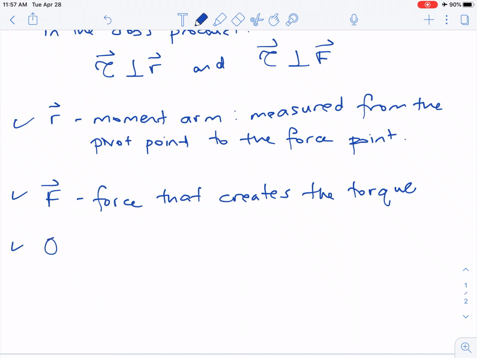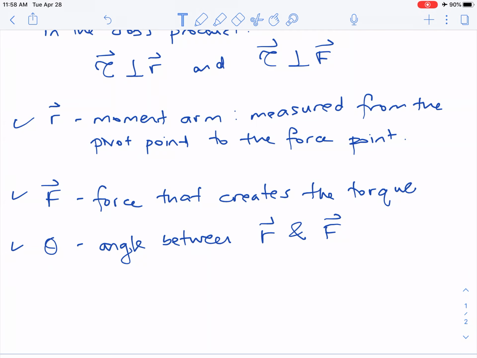One last thing we have in the equation is theta. That is the angle between R and F. Okay, that's the angle between the moment arm vector and the force vector. Okay, so let's check what we mean by these.